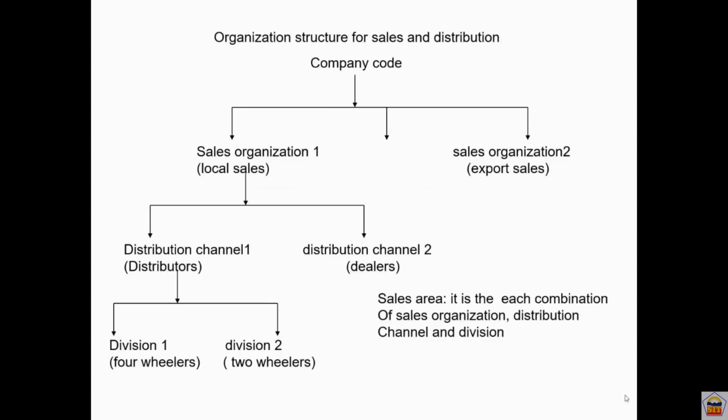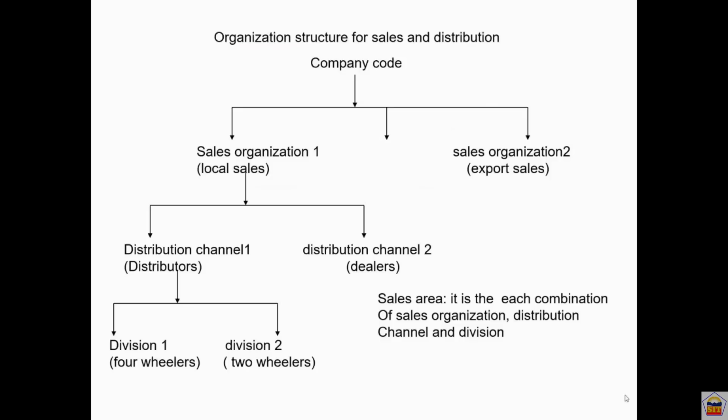Below the sales organization, we will have the distribution channel, and below the distribution channel, we have the division. The combination of the sales organization, distribution channel, and division is called the sales area. The sales organization can be set up on the basis of domestic sales and foreign sales, that is export. Based on that, we can split the sales organization into one, two, three.